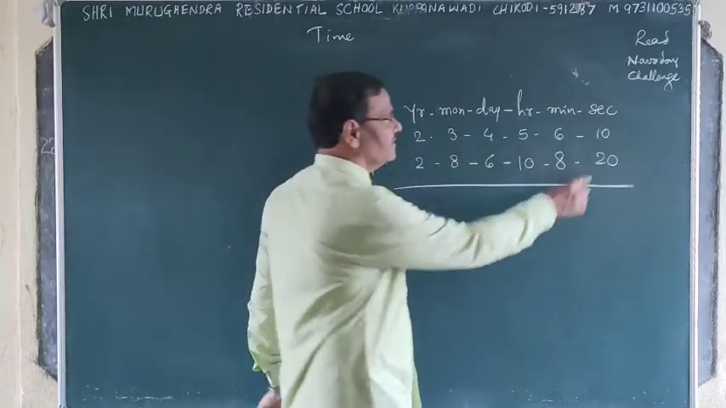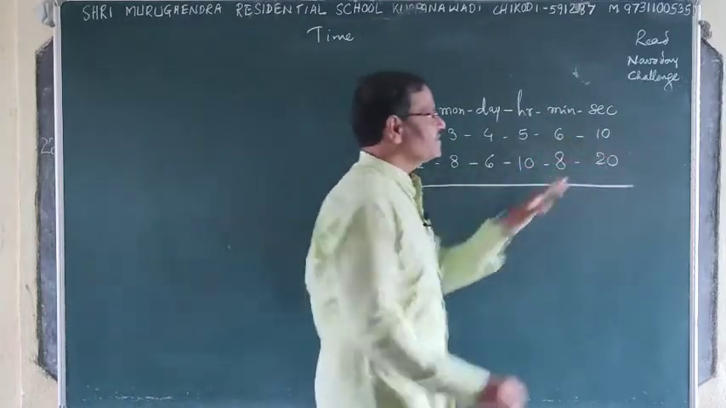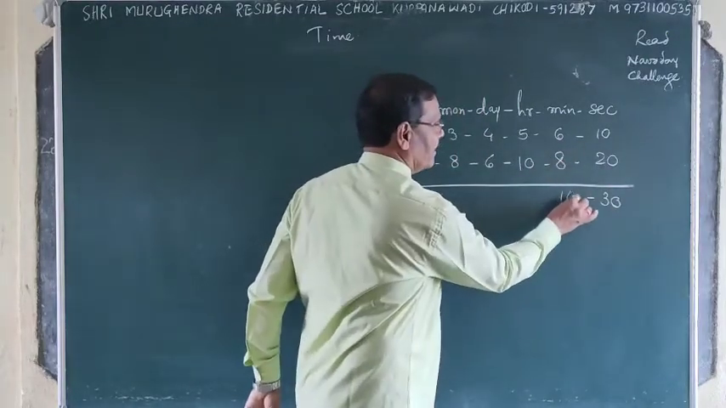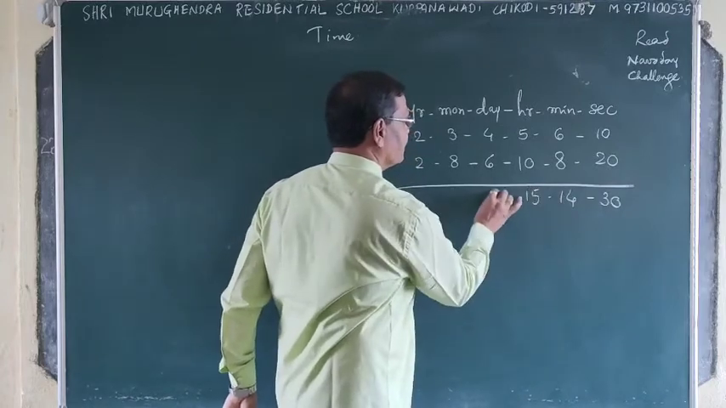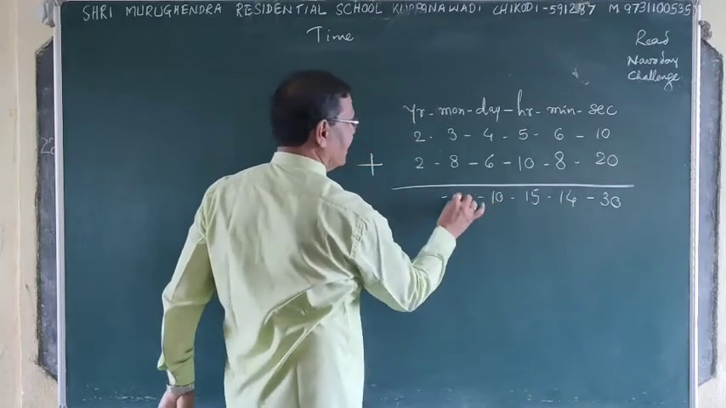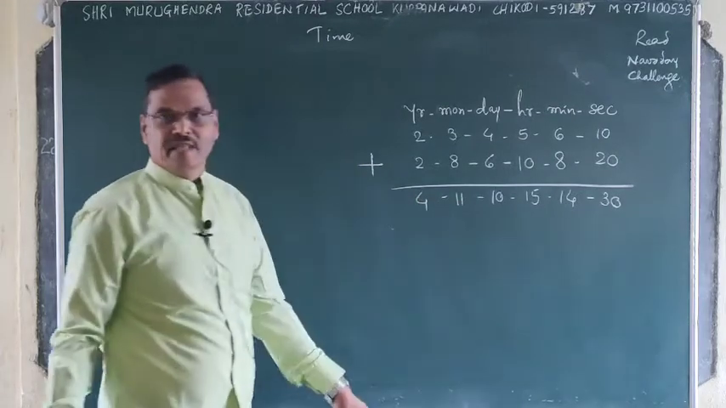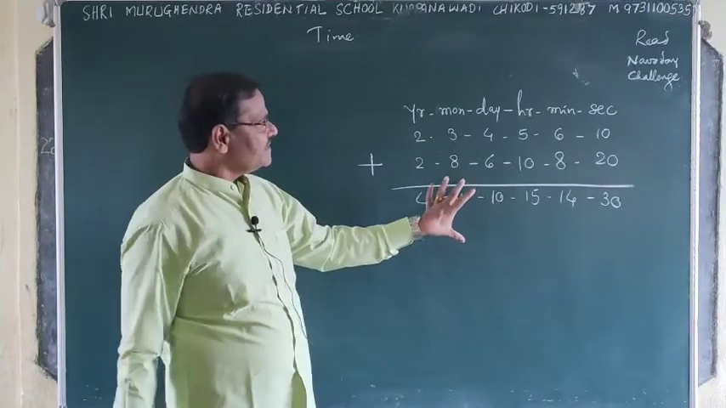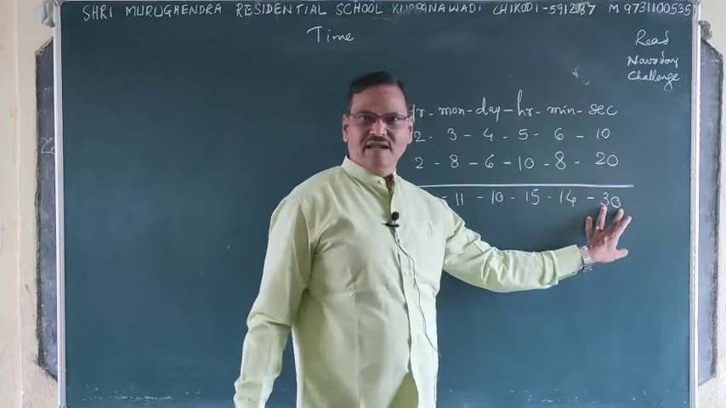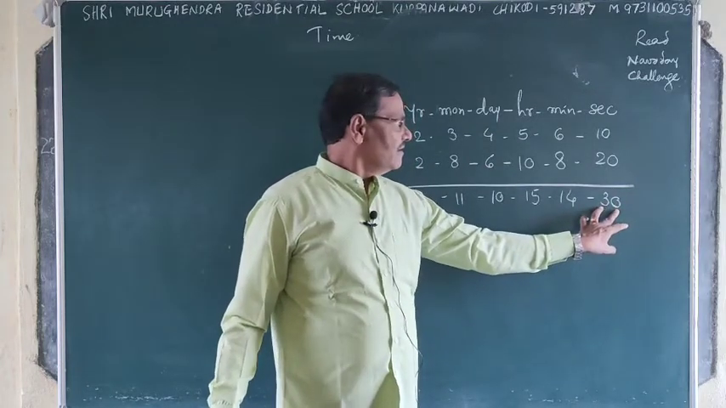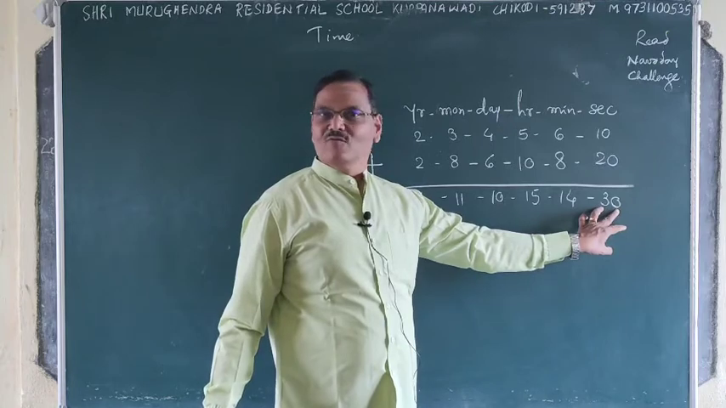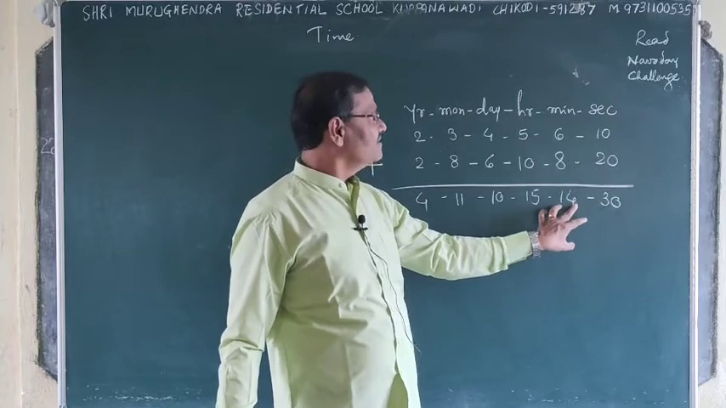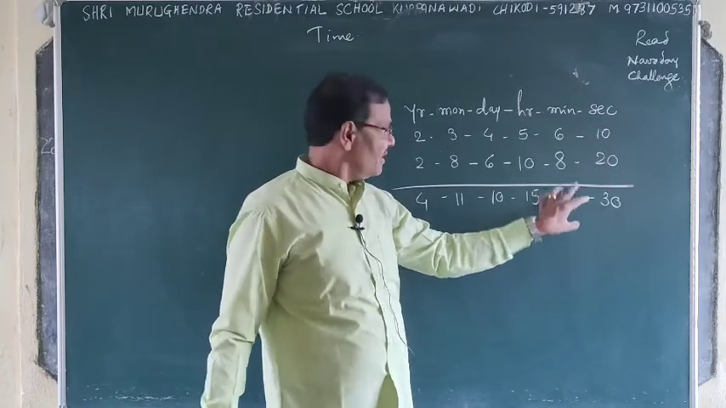If this is the sum, 10 plus 20 is 30, 6 plus 18 is 14, this is 15, this is 10, this is 11, this is 4. Here, nothing is there because we can write 30 seconds, since 60 seconds make 1 minute, whereas it is 30 seconds. This is 14 minutes, and 60 minutes make 1 hour.